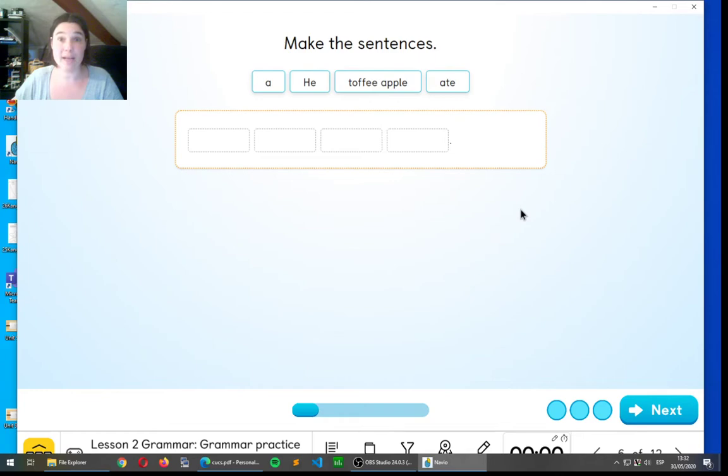Okay, here we have a sentence. How do we put this sentence in order in the past? With an irregular verb. Remember, this is an irregular verb. First we put the person, he. Now we put the action, ate. And now we put, what did he eat? A toffee apple. Excellent. Let's go to the next one.